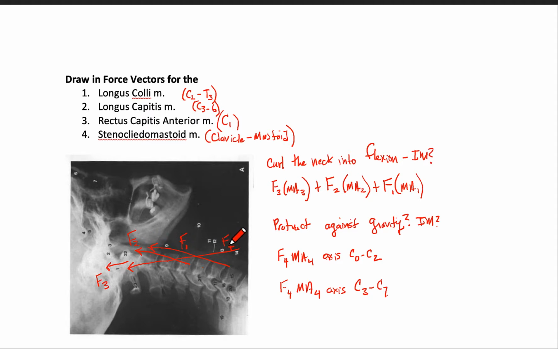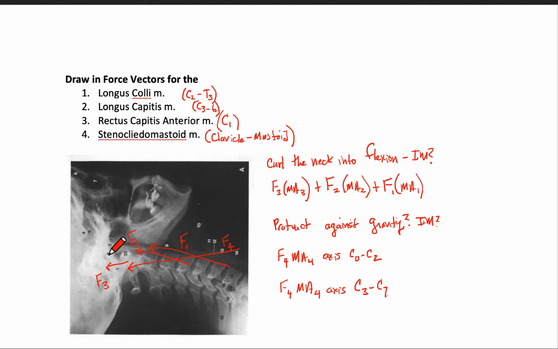And then F4, or the sternocleidomastoid, does this interesting thing where it starts anterior and then ends posterior. So it has actually a moment arm toward extension of upper cervical and a moment arm toward flexion of lower cervical. So we could ask two questions.